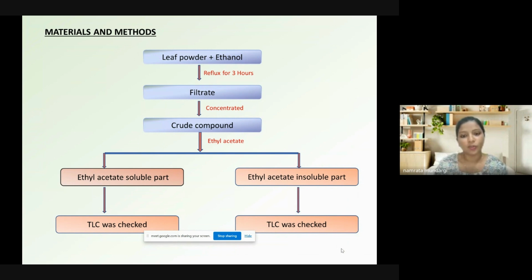The crude compound is tried to dissolve in ethyl acetate. So part of the crude compound is soluble in ethyl acetate, and part of it is insoluble in ethyl acetate. The ethyl acetate insoluble part usually contains the quercetin compound.